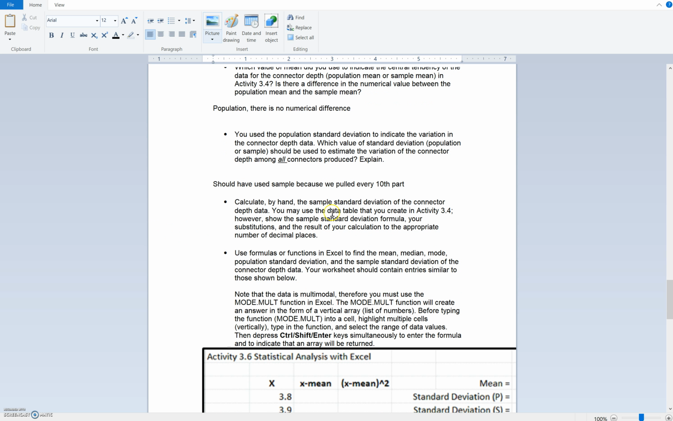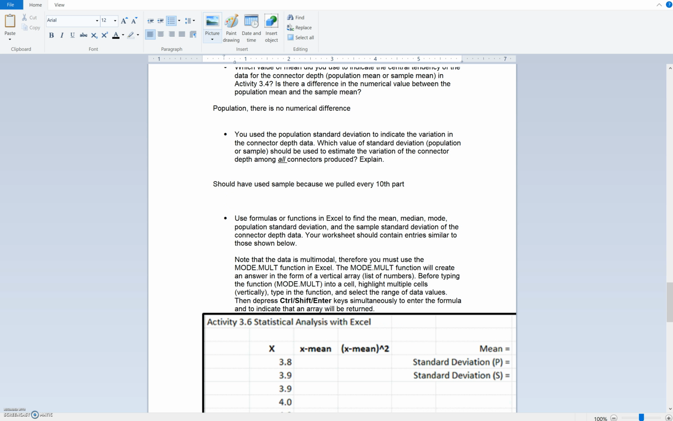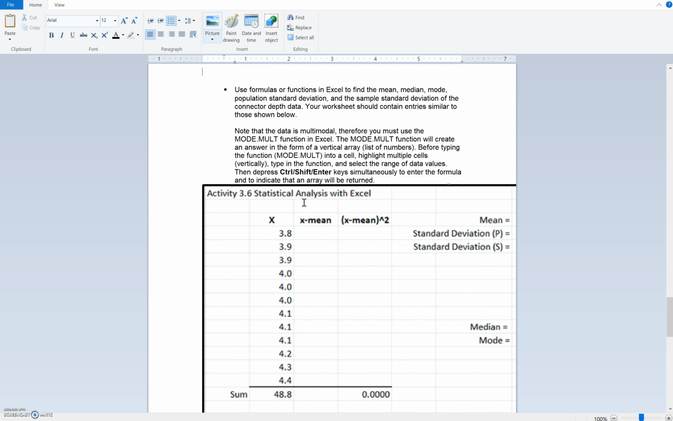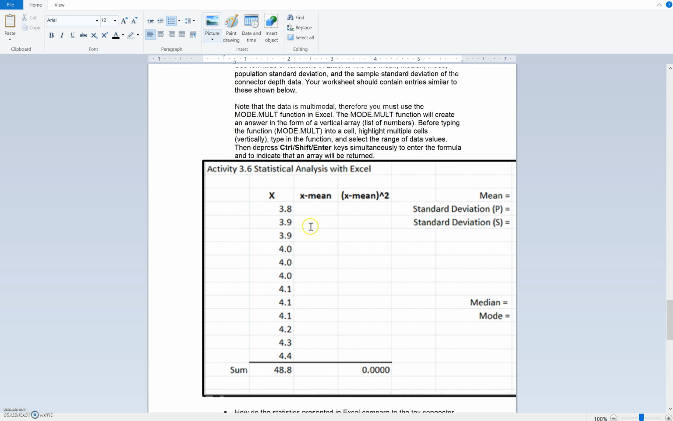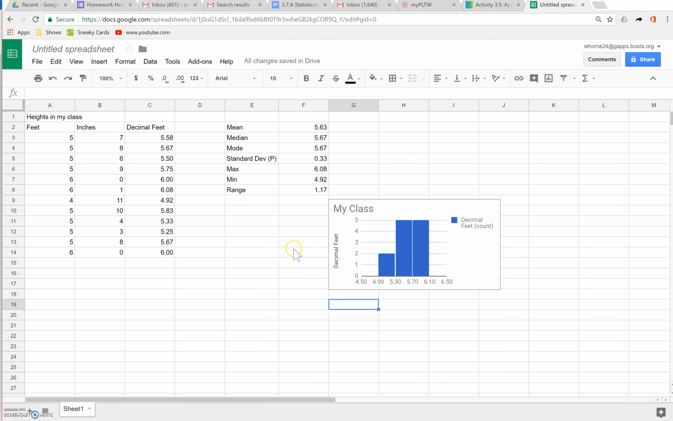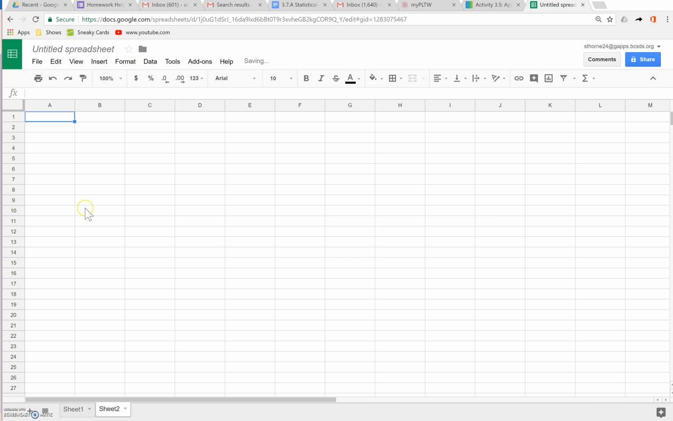Then it says calculate by hand sample standard deviation of the connector depth data. And we can use the data table we made in 3.4, and so on. I said you don't have to do this, so let's ignore that. Use the formulas or function in Excel to find mean, median, mode, population standard deviation, and sample standard deviation of the connector depth data. And if you don't have the worksheet, they give it to you right here. 3.8, 3.9, 3.9. So let's go to a spreadsheet, and I'll just open up a new one over here.